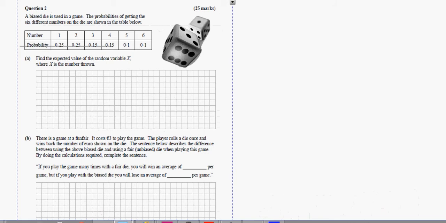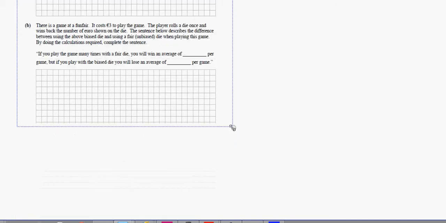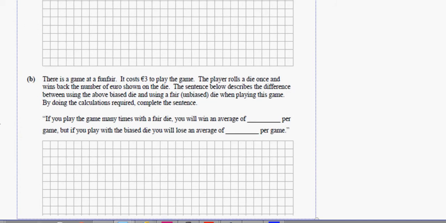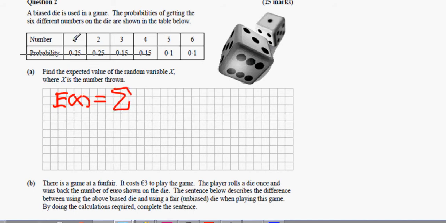Okay, question 2. A biased die is used in a game. The probabilities of getting the 6 different numbers are shown in the table below. What is the expected value of the random variable x, where x is the number thrown? Expected value is basically your average, and it's called E of x. E of x is the sum of the value of your outcome multiplied by its probability. So you add them all together: the sum of the number multiplied by its probability.